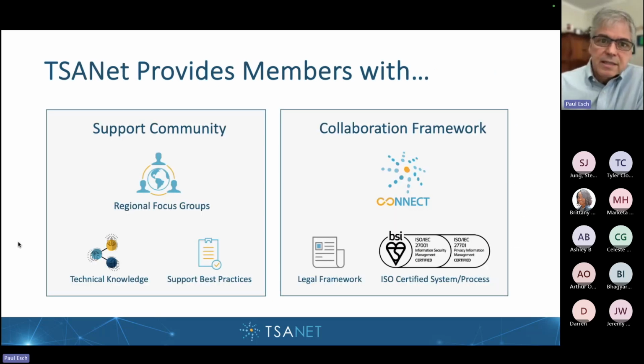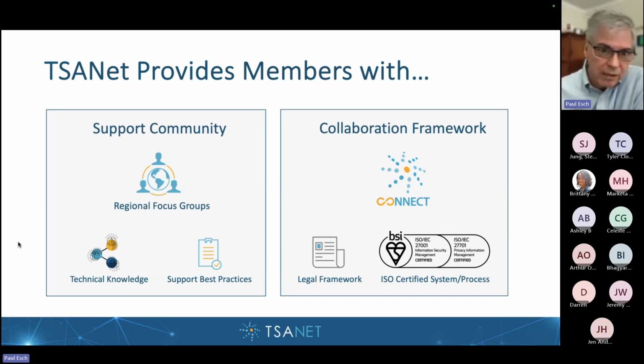As far as the things that TSANet provides members with, there are really two categories, and I would emphasize that to get the most value out of TSANet, you really need to participate in both. The first is the support community. You participate with the support community through the regional focus groups. I'll spend a little bit of time on those, but if you have not joined a regional focus group, that's definitely the way to connect into the TSANet community.